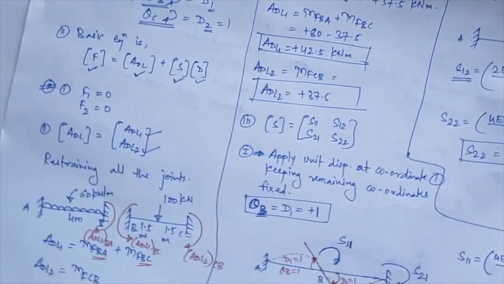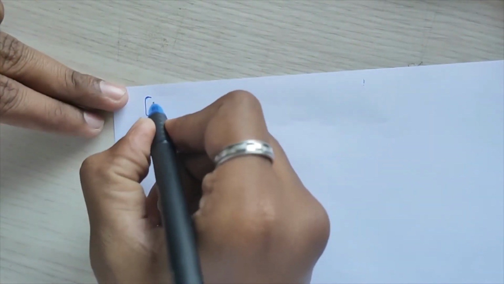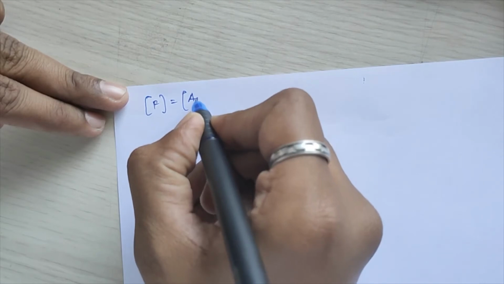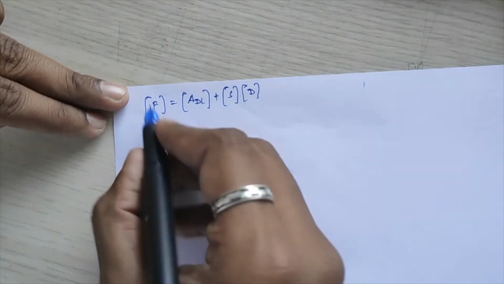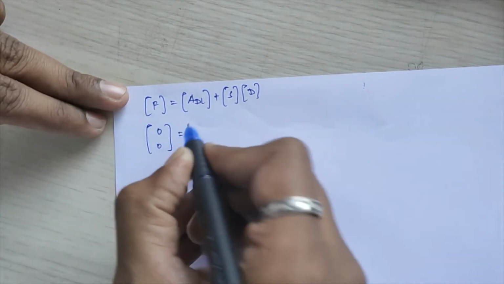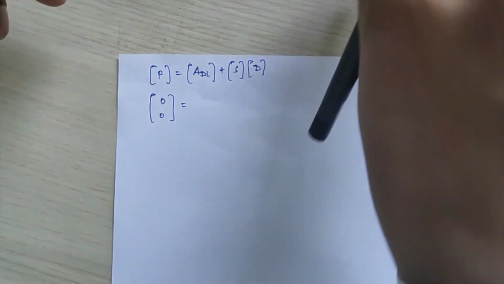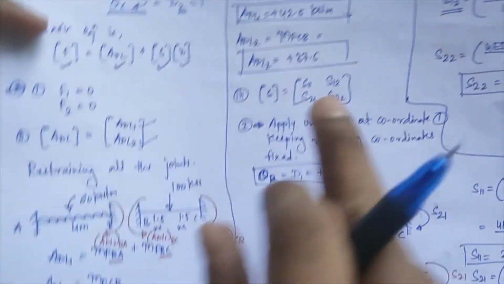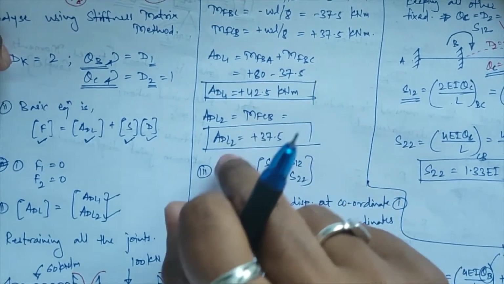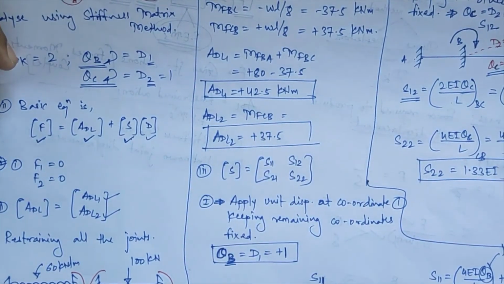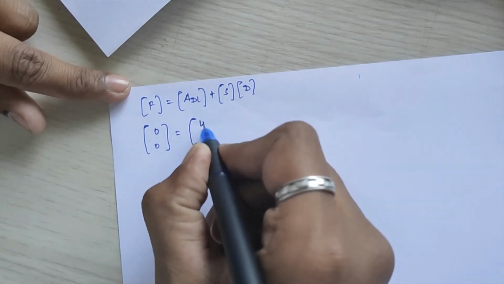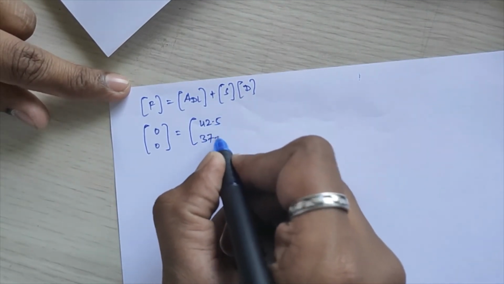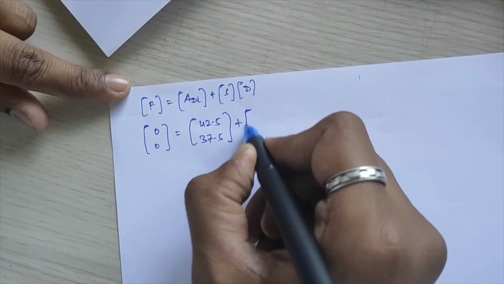Now what I will do, I will substitute all these values in my basic equations. So the basic equation is what? That is F is equal to ADL plus S into D. Okay, F values, both I have got 0 is equal to ADL values. ADL1 that is MF of BA plus BC, and ADL2 that is your MF of CB. So this I am getting as 42.5 and 37.5, both positive. 42.5 and 37.5 plus S values.